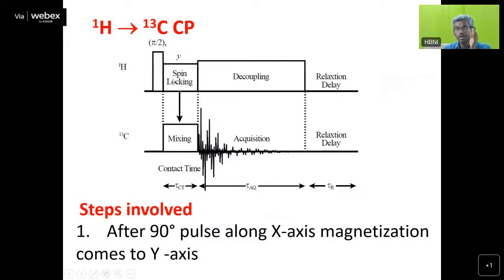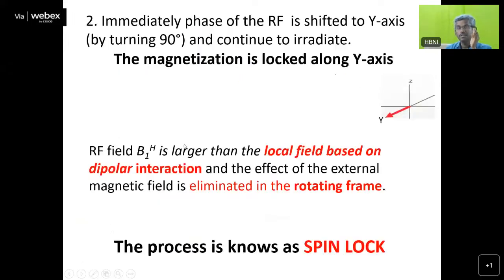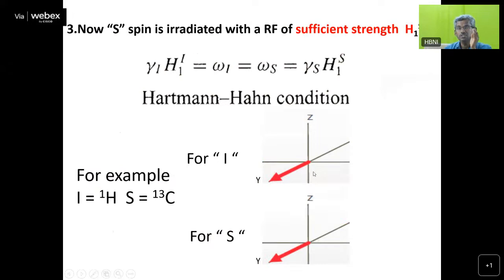So we have brought the proton magnetization, or the I magnetization, onto the Y axis. Similarly, we have also made the carbon-13 magnetization lie on the Y axis. That is what I am writing here. See, the I magnetization is along the Y axis, and the S magnetization, which is nothing but the carbon-13, is also along the Y axis. So two magnetizations are on the identical axis. Correct? Both are in the Y axis and point in the same direction.